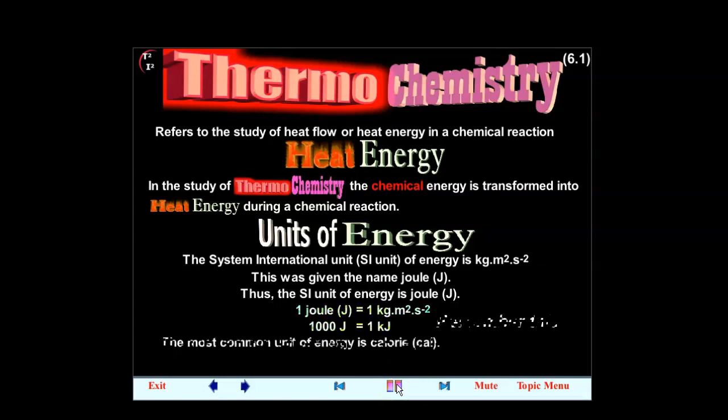Remember this. The most common unit of energy is calorie. 1 calorie equals 4.184 joules. All right, at the same time here, you can easily convert your calories to joules. If you consume a bottle of soda and it says 5 calories of energy have been consumed, you can easily multiply that by 4.184 to know the amount of joules you've consumed, so that you know the amount of energy in that bottle of soda.